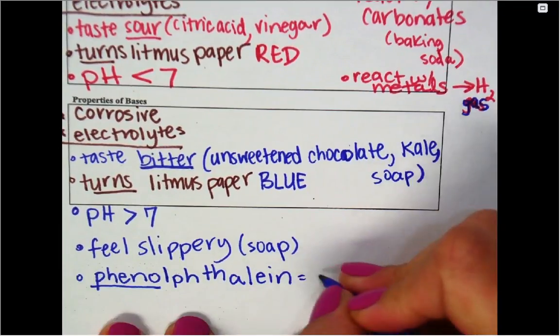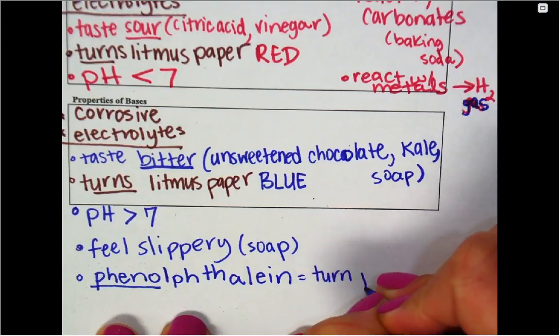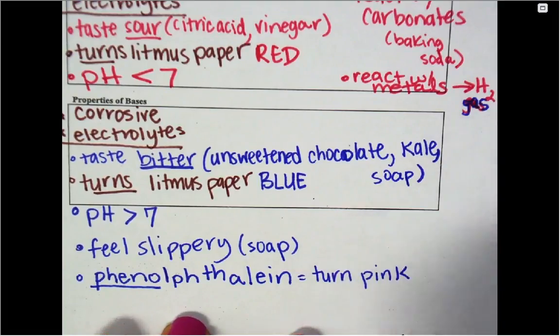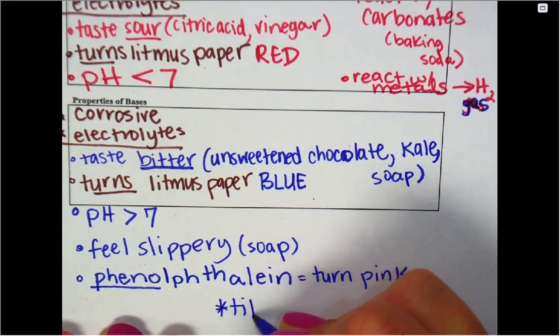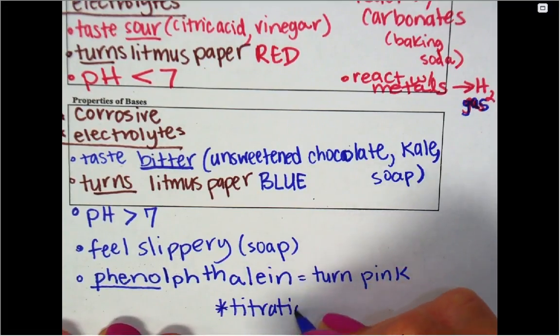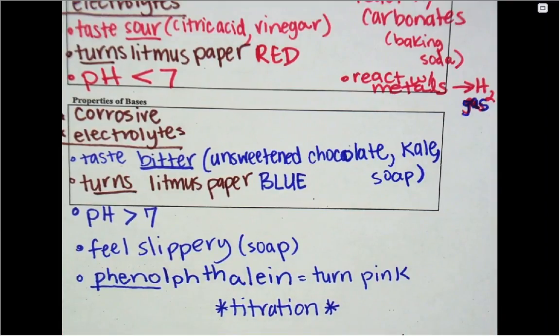Phenolphthalein will turn pink for a base. For an acid, it will not do anything. It will remain colorless. Okay? So we use phenolphthalein for something called a titration, and I'm hoping you guys will get to do a small version of that in your little property station thing. Okay? So titration is just a neutralization. All right, cool.